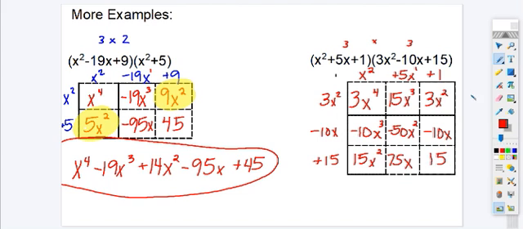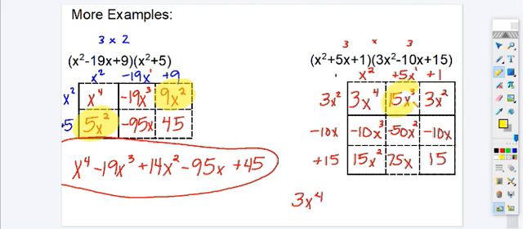Now I need to look for things that are alike in the box. So there's only one term with x to the 4th. So 3x to the 4th will be the only one like that. There are 2 x to the 3rds though.